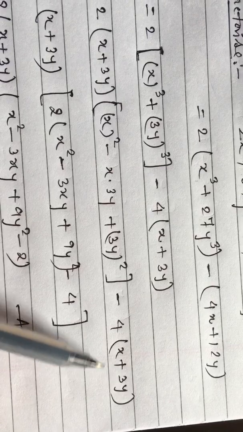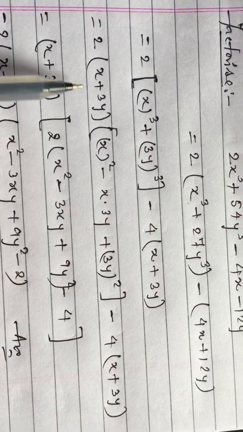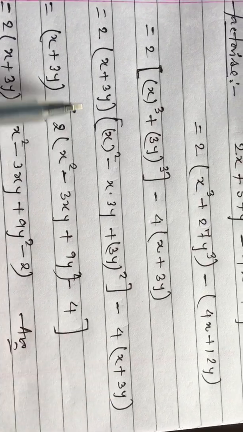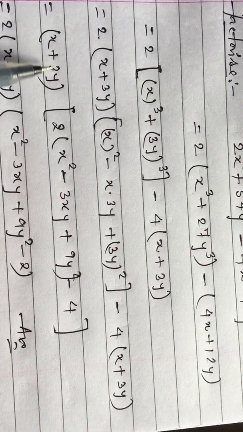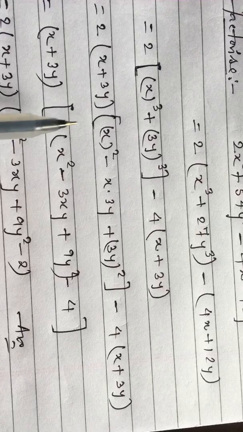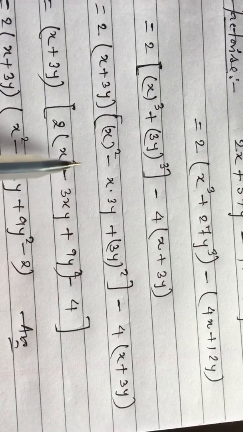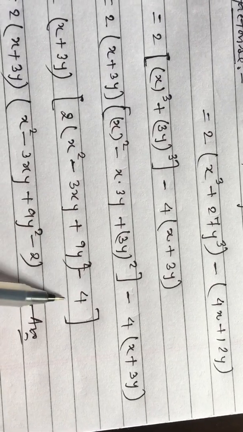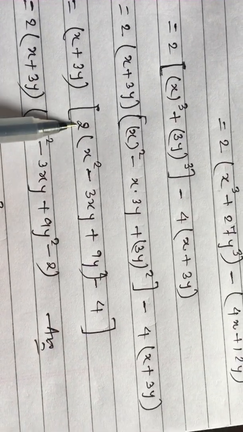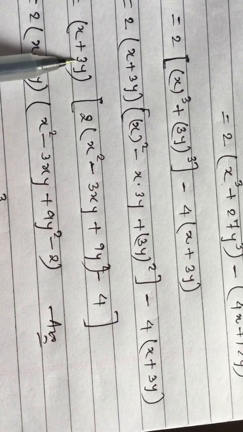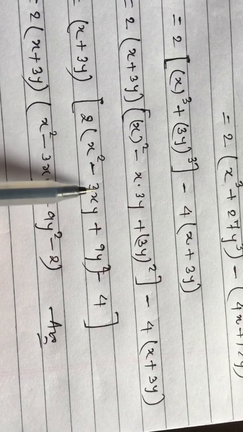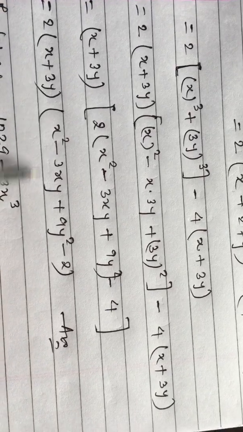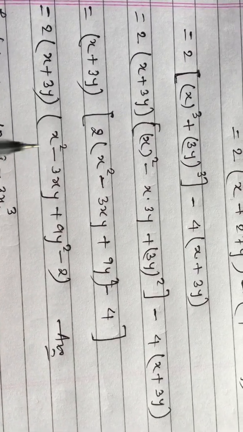4 is the common in this term. And I think you can see in this part and in this part, x plus 3y and x plus 3y is again common. So x plus 3y we take as a common. This 2 is left and this bracket, x square minus 3xy plus 9y square, minus 4. And again 2 is the common, and this term is the same, x square minus 3xy plus 9y square, and 2 will be left. So this is the factors of this expression.